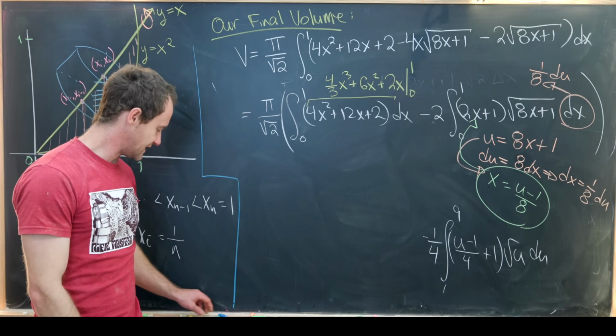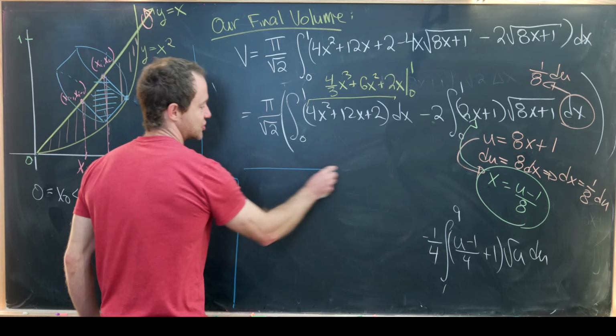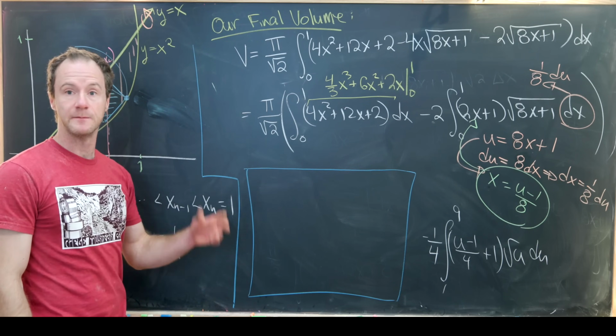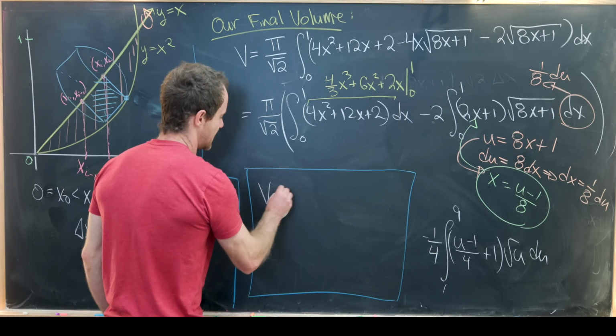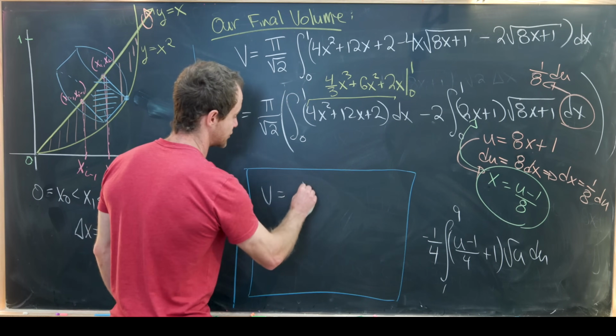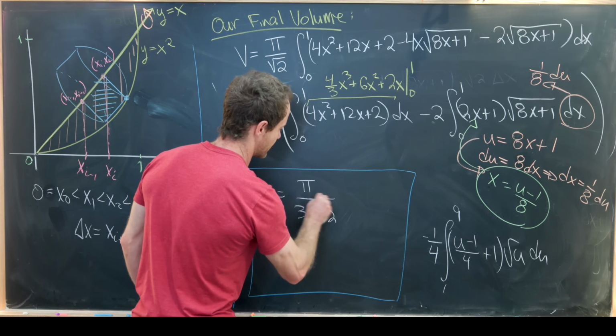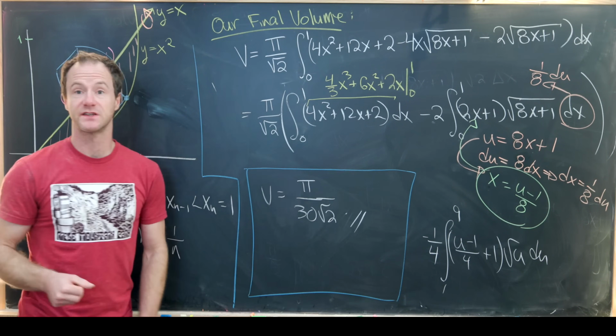So I'll leave that to you, and maybe I'll just jump to the solution if you want to check your work at the end. So when all is said and done, the volume will be equal to pi over 30 times the square root of 2. And that's a good place to stop.